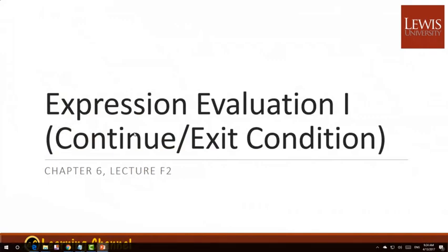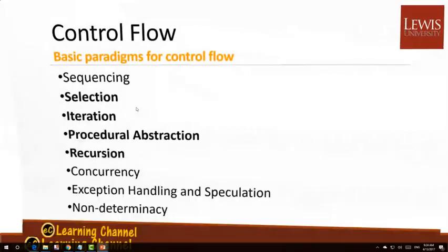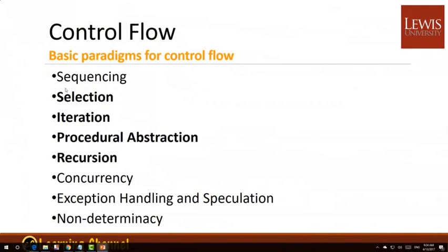Okay. Now let's look at lecture 2. Expression evaluation, continue and exit condition. So now we have finished the sequencing and branching. Let's look at selection, iteration, procedural abstraction, and recursion. We start to look at the structure of the program now.